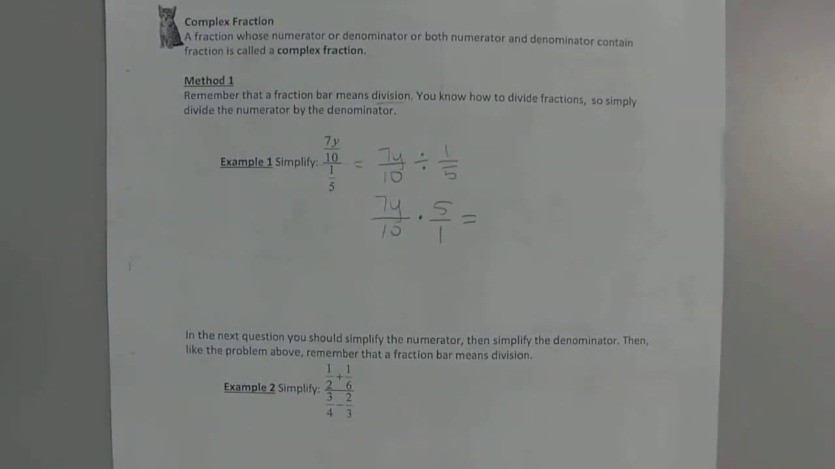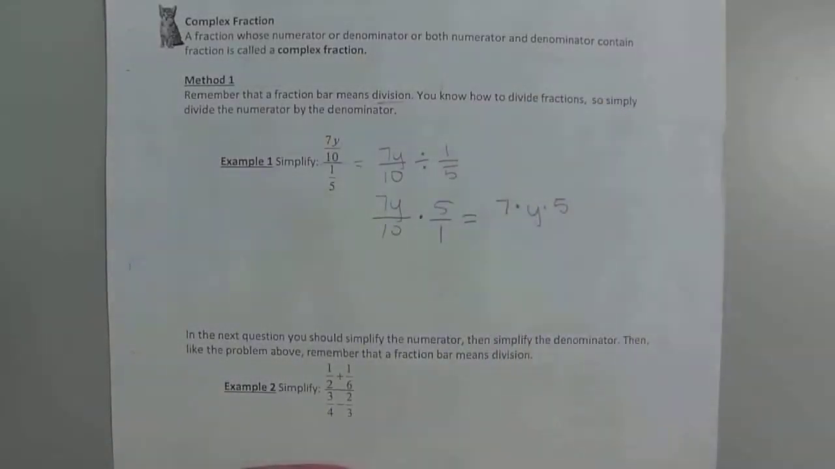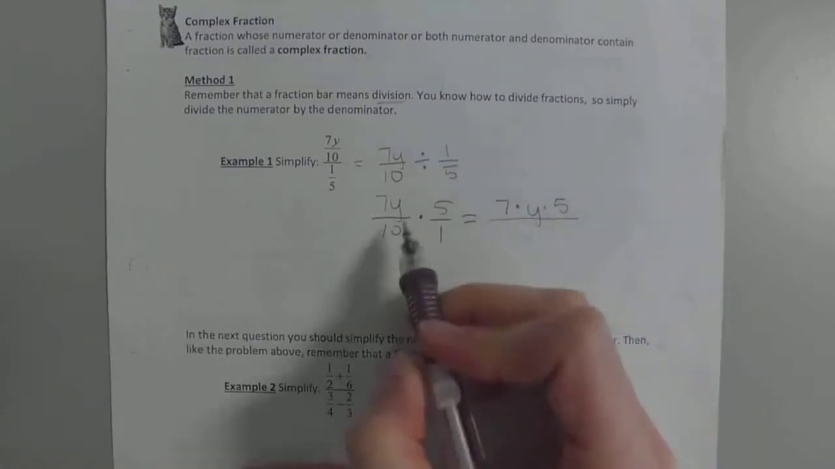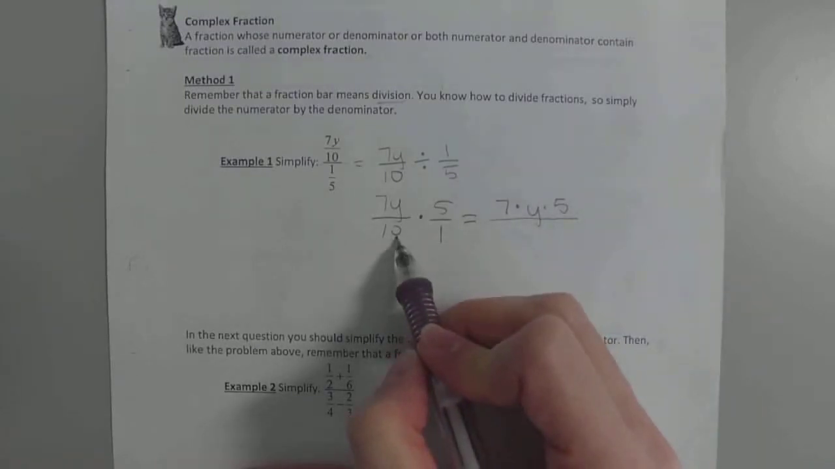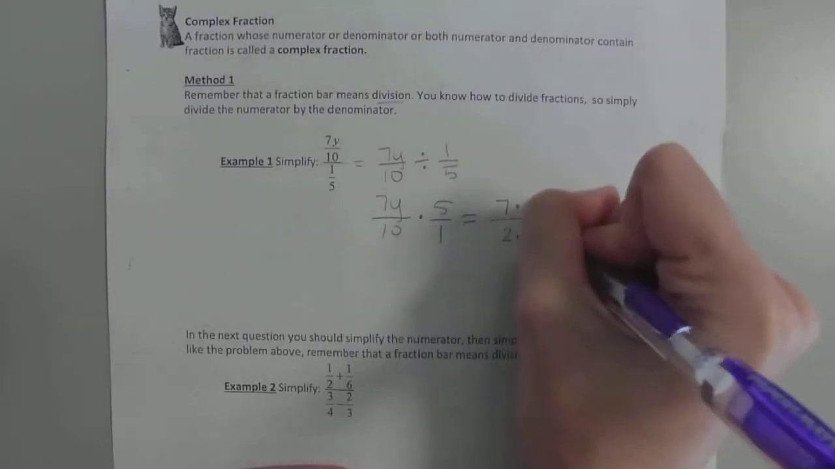But what I do is I multiply straight across the top, straight across the bottom, but breaking them down as I go. 7y and 5, none of them can be broken down. So I have a 7 times a y times a 5. Is everybody okay with that? And do you guys agree that 10 can be split up as what? 2 and 5. And then we have 1.